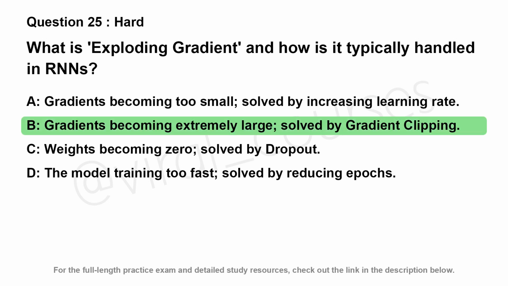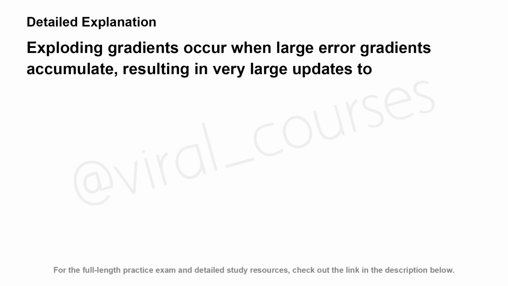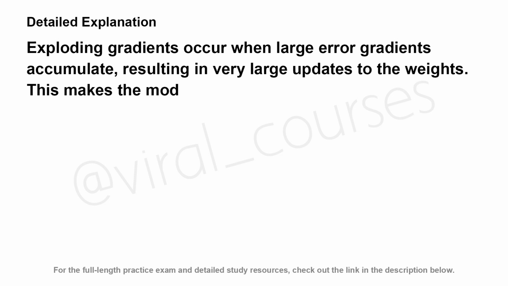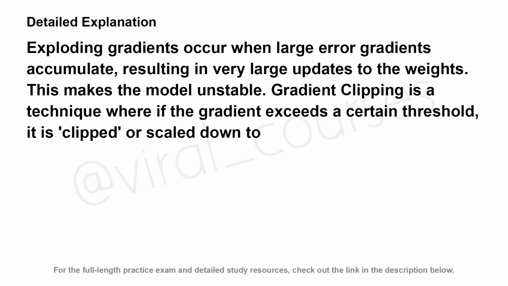The correct answer is B. Exploding gradients occur when large error gradients accumulate, resulting in very large updates to the weights. This makes the model unstable. Gradient clipping is a technique where if the gradient exceeds a certain threshold, it is clipped or scaled down to stay within a reasonable range.